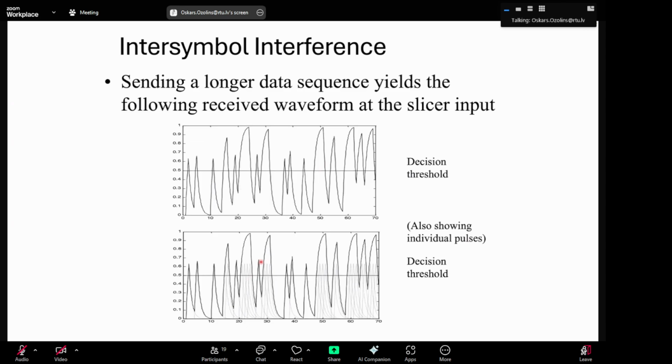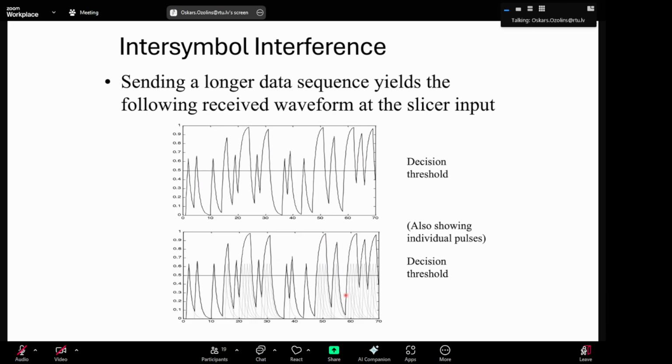Then if you have a longer sequence, you have received this one, and then you can decide it, and this is how the longer sequence looks, and these are the individual pulses which are there. So this intersymbol interference will cause quite a lot of errors when you try to make a hard decision, whether it's 0 or 1, especially when you have different patterns. So we have different types of errors in the system.